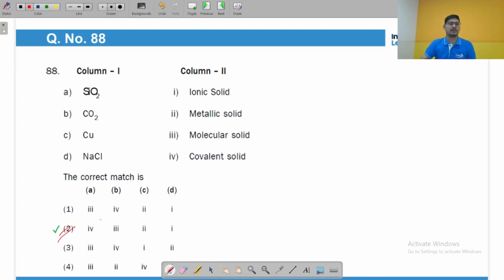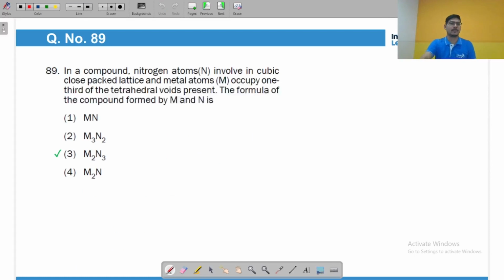So fourth, A matches with fourth, SiO2 is a covalent solid, and then B matches with third, CO2 is a molecular solid because it is a molecule, C matches with second because copper is a metal, so it will be a metallic solid, and NaCl is an ionic solid. In a compound, nitrogen atoms form a cubic close packed lattice, that is 4, and metal atoms occupy one third of the tetrahedral voids, right? So for 4 atoms per unit cell, you will have twice as many tetrahedral voids, and one third of them are occupied. So this is of course 2 by 3, that is 2 is to 3. So that is the correct answer.